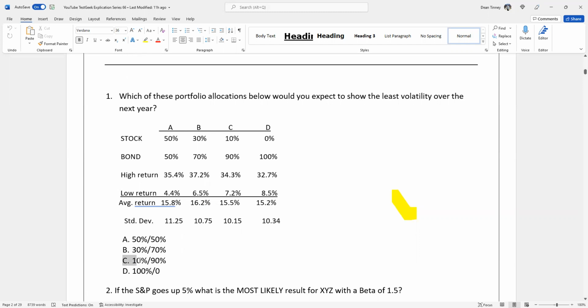is choice C. Let me get my highlighter out here. For some reason, it's not letting me draw on this thing.